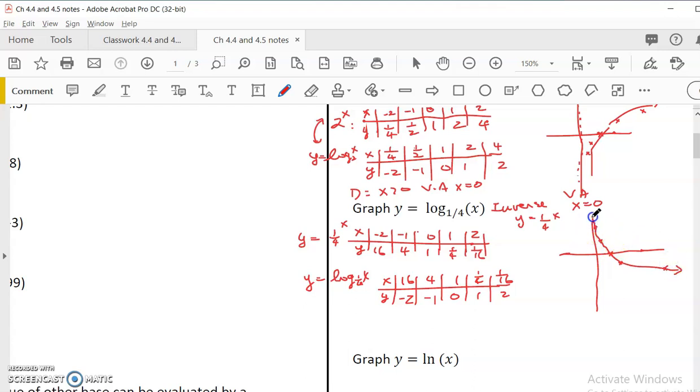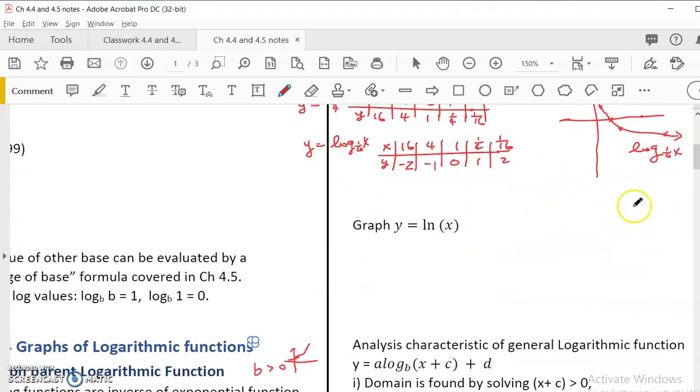So these are actually the two types of graph for the log function, parent function. So this is log base 1/4 of x. The other one was log base 2 of x. So the upper one is, of course, more popular or more general. And of course we need to graph y equal to ln x. ln x is a very popular natural log function.